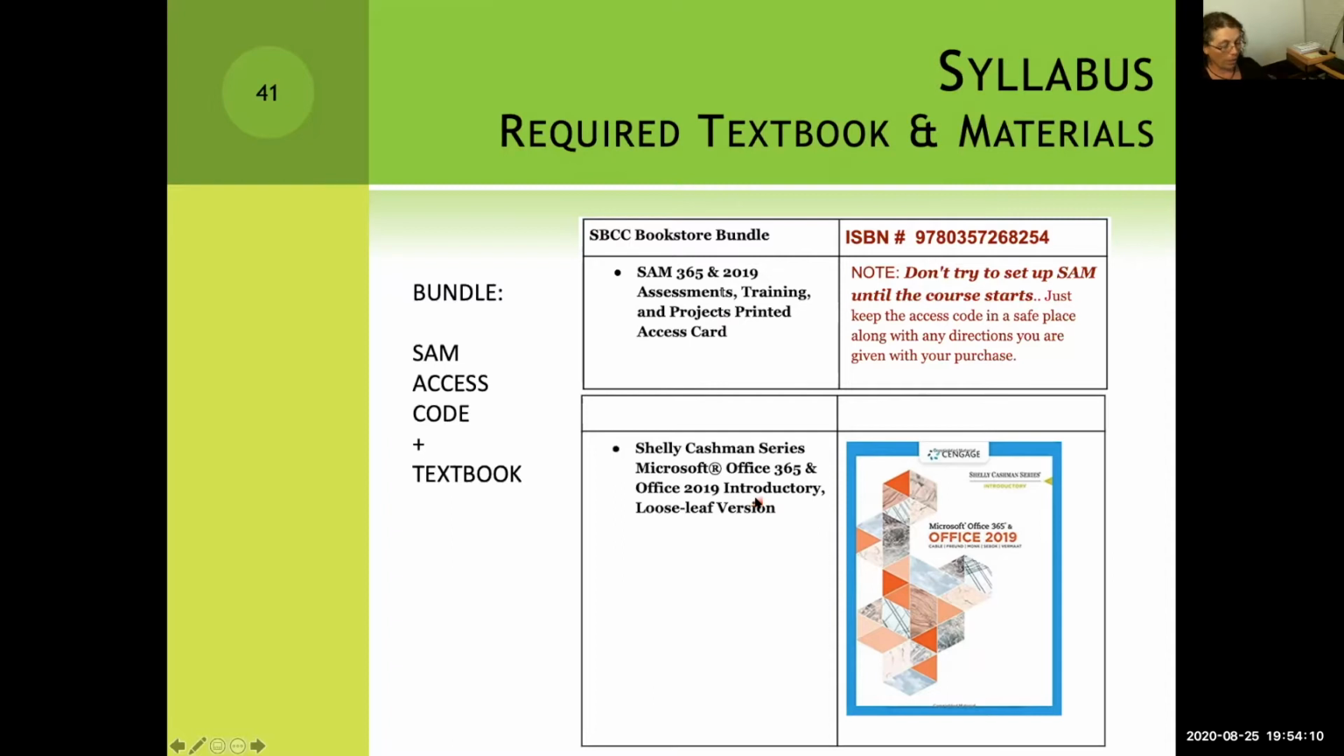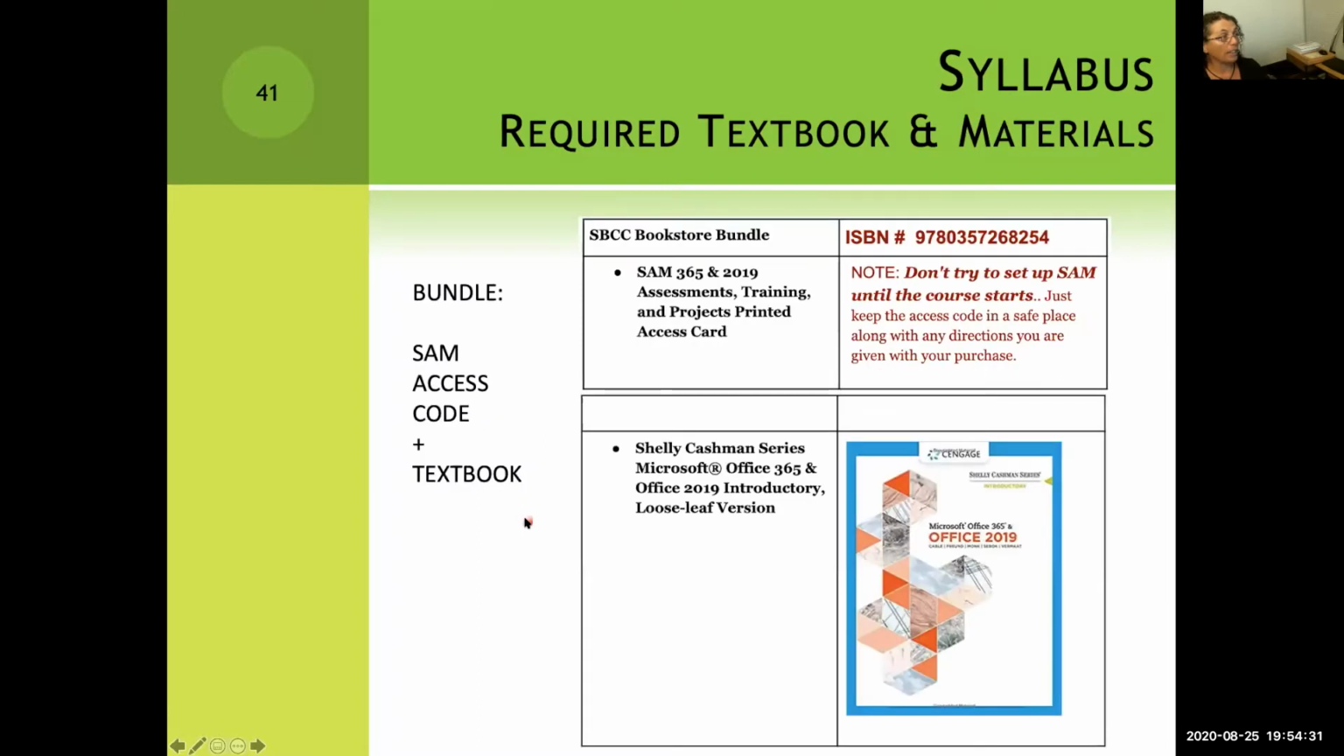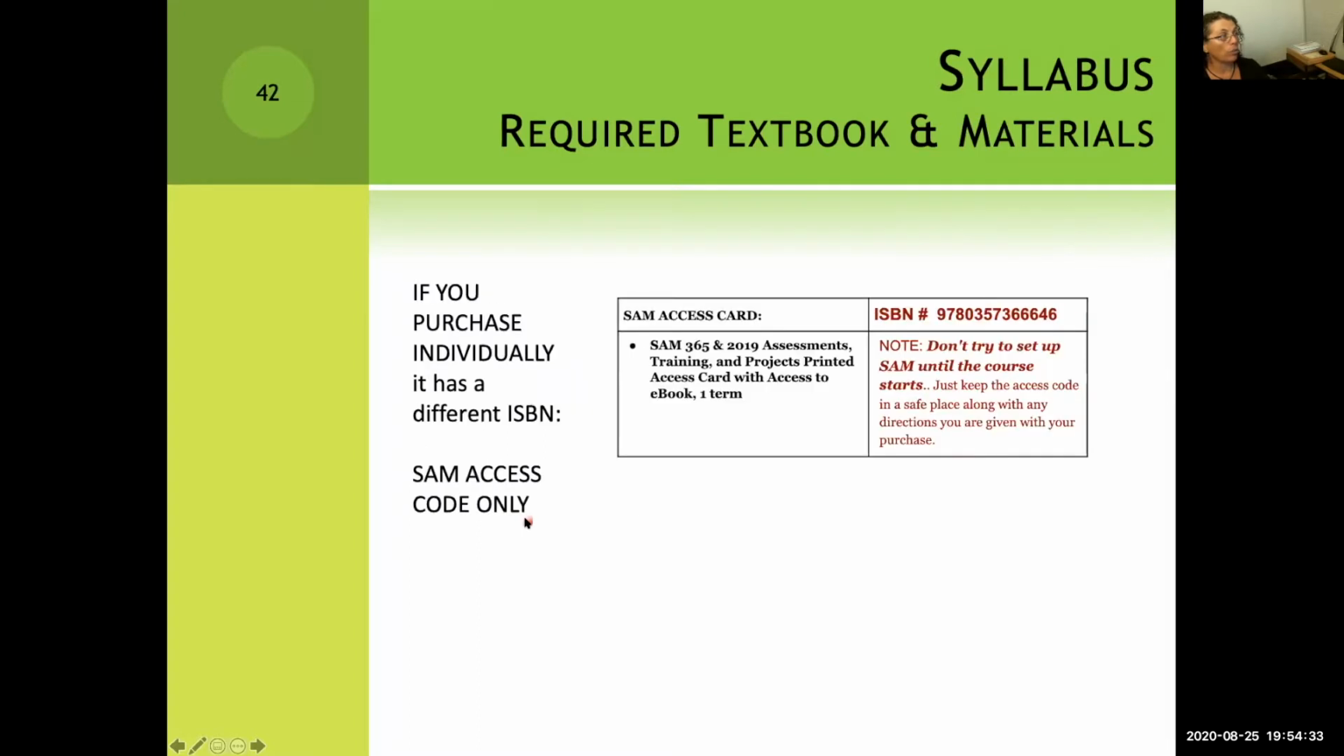That's one option. Or you can buy the access code only, and it's got a different ISBN. See that? So be careful to choose that one or the other one. So that one only gives you the access code. Okay? So it's either that you can get from the bookstore or this.